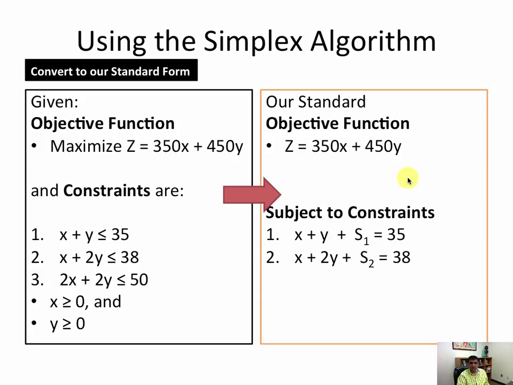Second one becomes x plus 2y plus s2 is equal to 38 after we add s2 as the slack variable. The third one, we add s3 as a slack variable, 2x plus 2y plus s3 is equal to 50, and x, y, s1, s2, s3 are greater than or equal to 0.